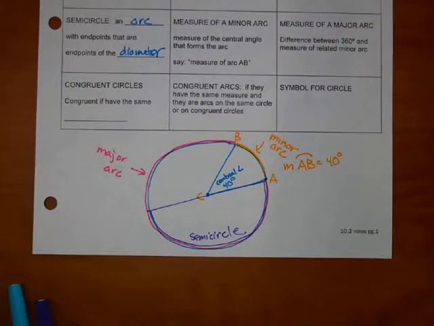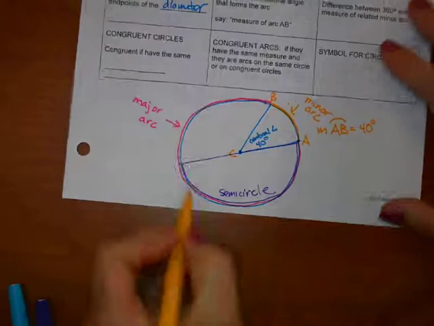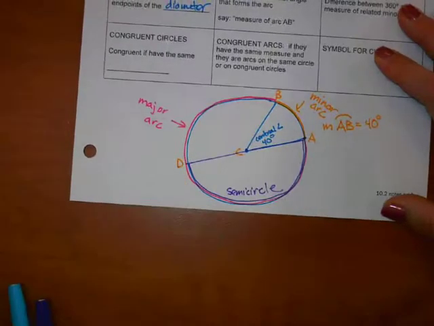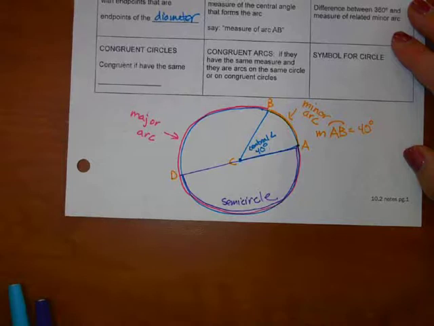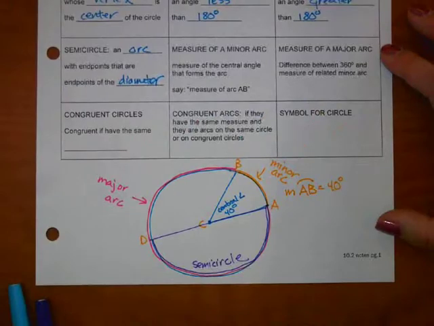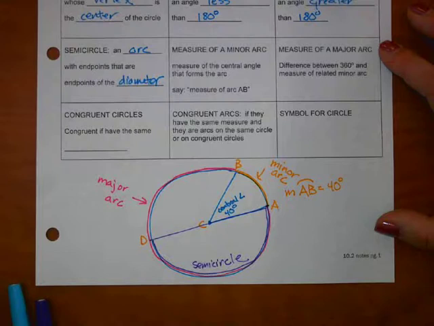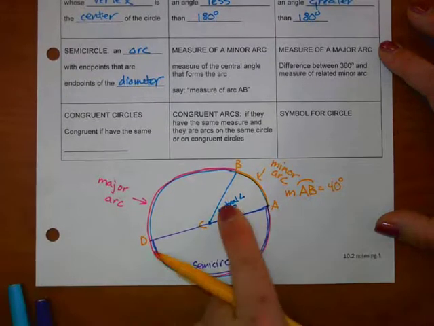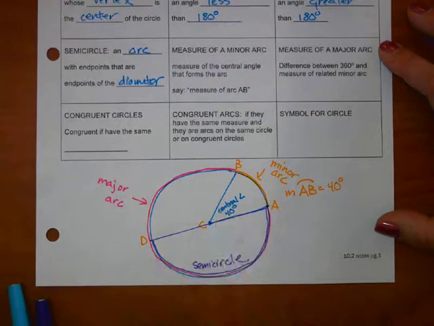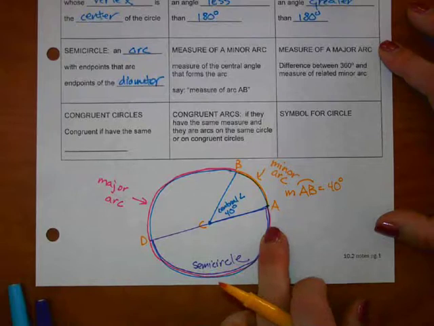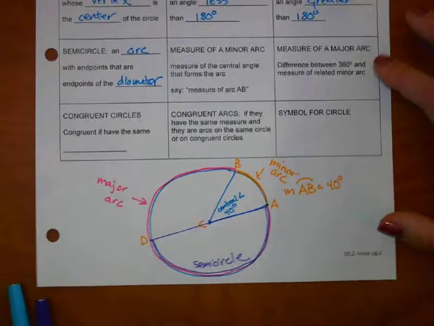Then, let's just for purposes here, put a D there for me, will you? I should have had you do that earlier. Okay, let's talk about the measure of the major arc. It's the difference between 360 degrees and the measure of the related minor arc. So here's my major arc. This is my related minor arc, correct? You could probably just do that in your head. 360 minus 40, what's the measure of my major arc? 320.